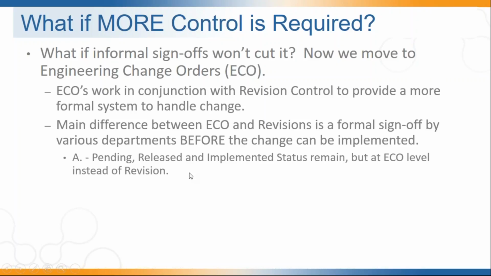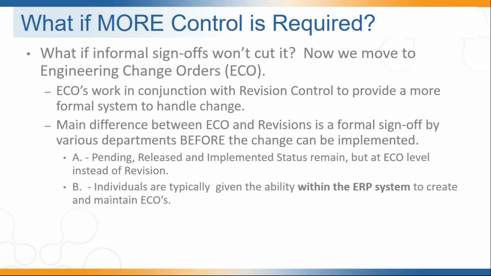And so now we would have a history of, well, who said it was okay to do that? When did they say it? And what was the status of the item before that? And all of that information is then held at the engineering change order level within the ERP system as a result of using that functionality.